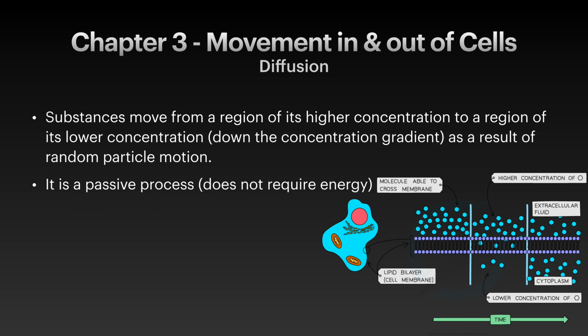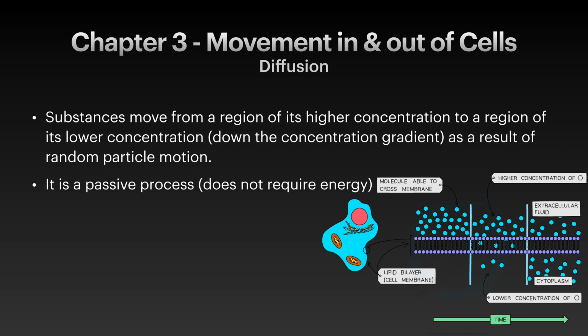First up, let's look at diffusion. Diffusion is defined as the net movement of particles from a region of their higher concentration to a region of their lower concentration, down a concentration gradient, as a result of their random movement. Think of it like this. Imagine spraying perfume in one corner of the room. Eventually, you will smell it across the entire room. That's diffusion in action.